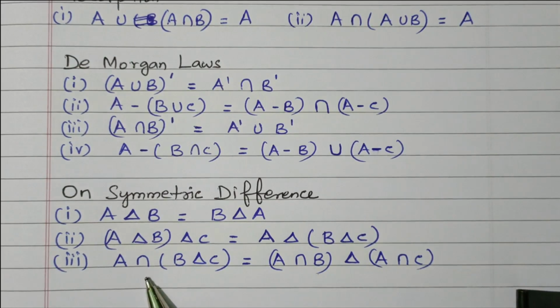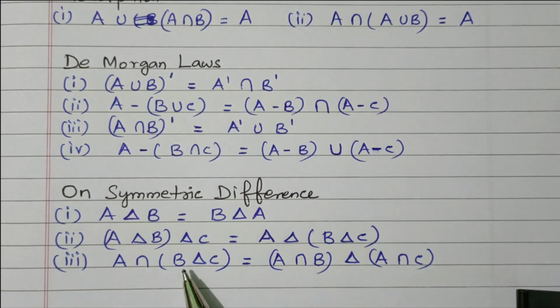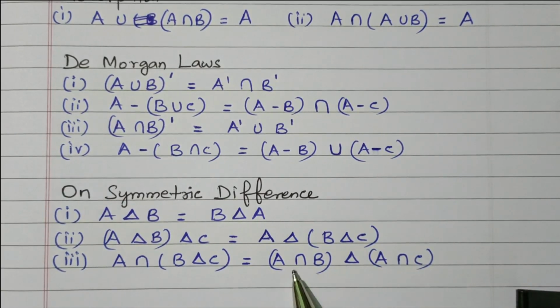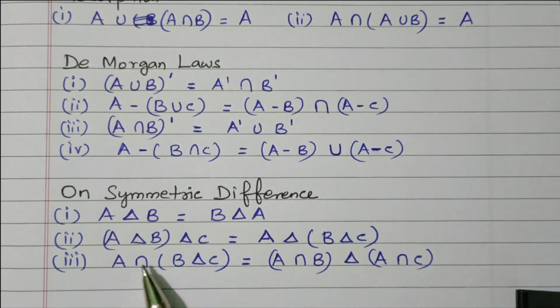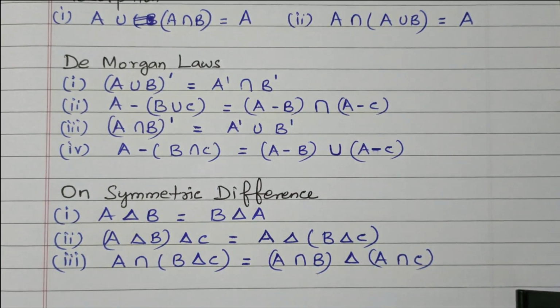A intersect (B symmetric difference C) can be written as (A intersect B) symmetric difference (A intersect C). Very simple. A and B are combined here, and A and C are combined here, with symmetric difference. Here intersect means here also intersect. So A intersect B, A intersect C with symmetric difference. That is the important formula. We'll go for some more properties.